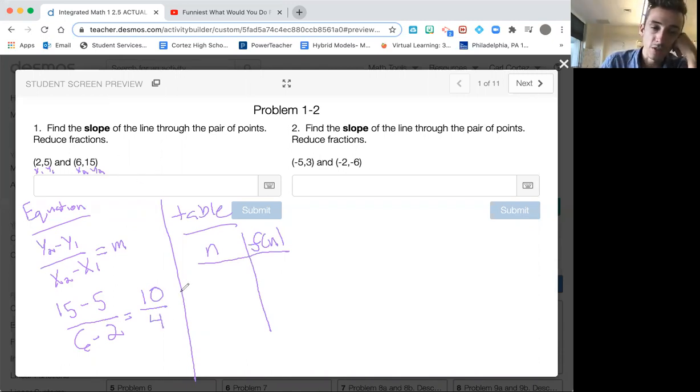Can we reduce our fractions further? We sure can. We could say that this is 5 times 2 up here over 2 times 2 for the 4. 2's can cancel. Our final slope is 5/2.